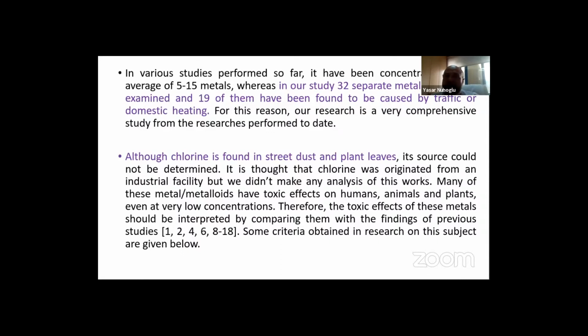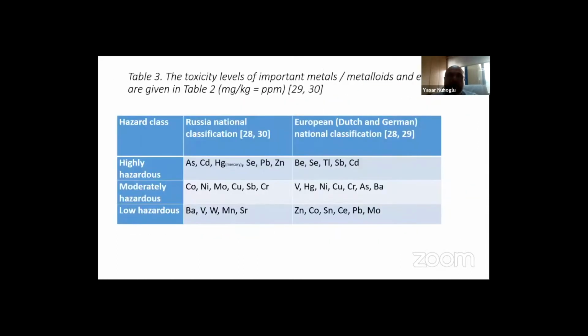Some criteria obtained in this research are given below. The toxicity levels of important metals, metalloids, and elements are given in Table 2. Hazard classes: Russian national classification, European dust, Holland, and German national classification. Highly hazardous classes: arsenic, cadmium, mercury, selenium, Pb, Zn are highly hazardous for the Russian classification. Beryllium, selenium, thallium, and cadmium, highly hazardous.